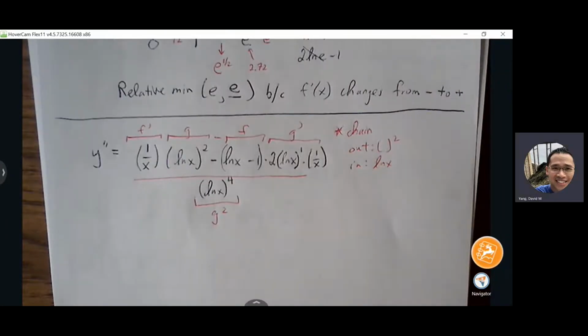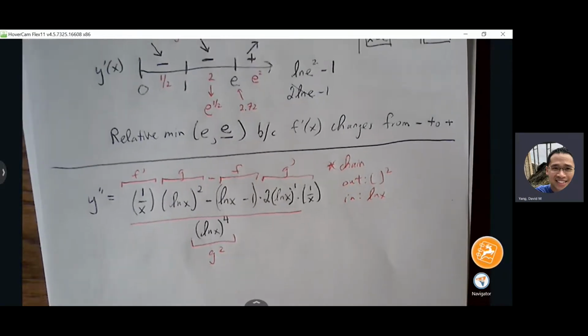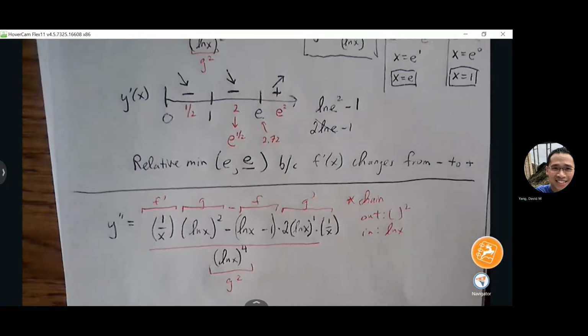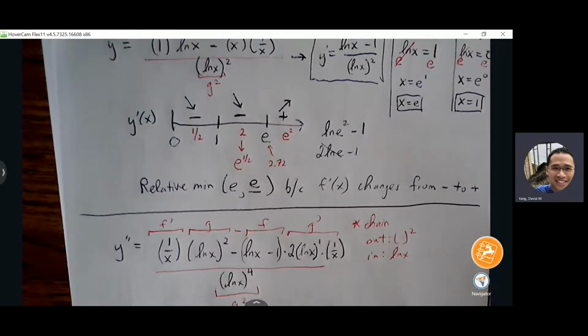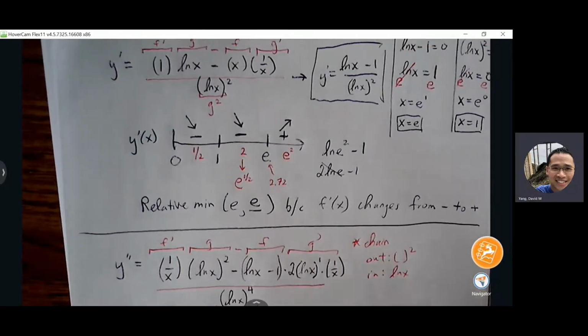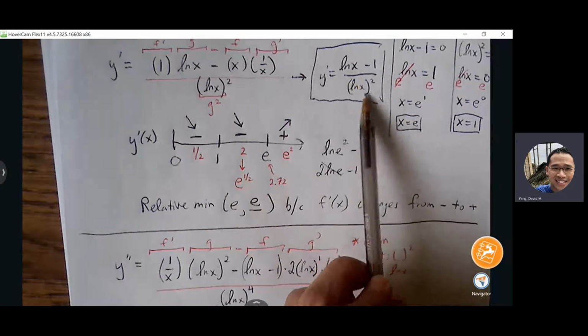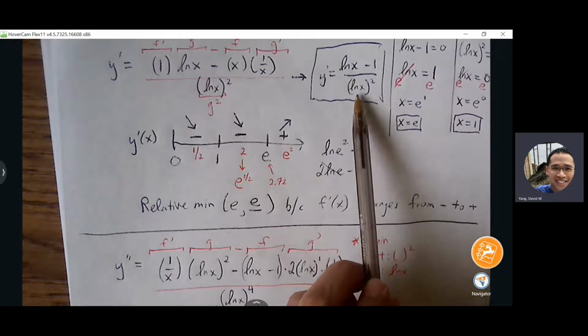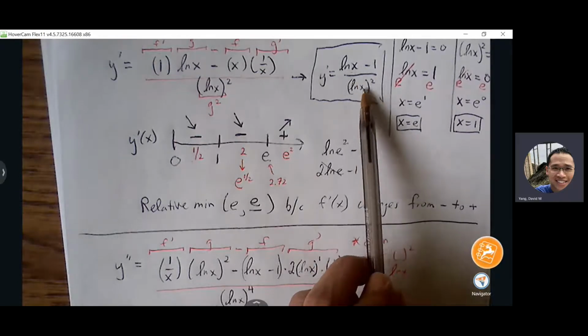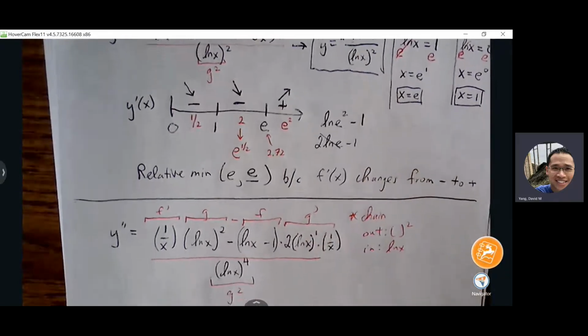Okay, so let's pick up where we left off. We found the second derivative function. Just to kind of recap the steps here: f prime g minus f g prime. When we got to g prime, though, we really had to consider chain rule, right? Outside derivative times inside derivative.